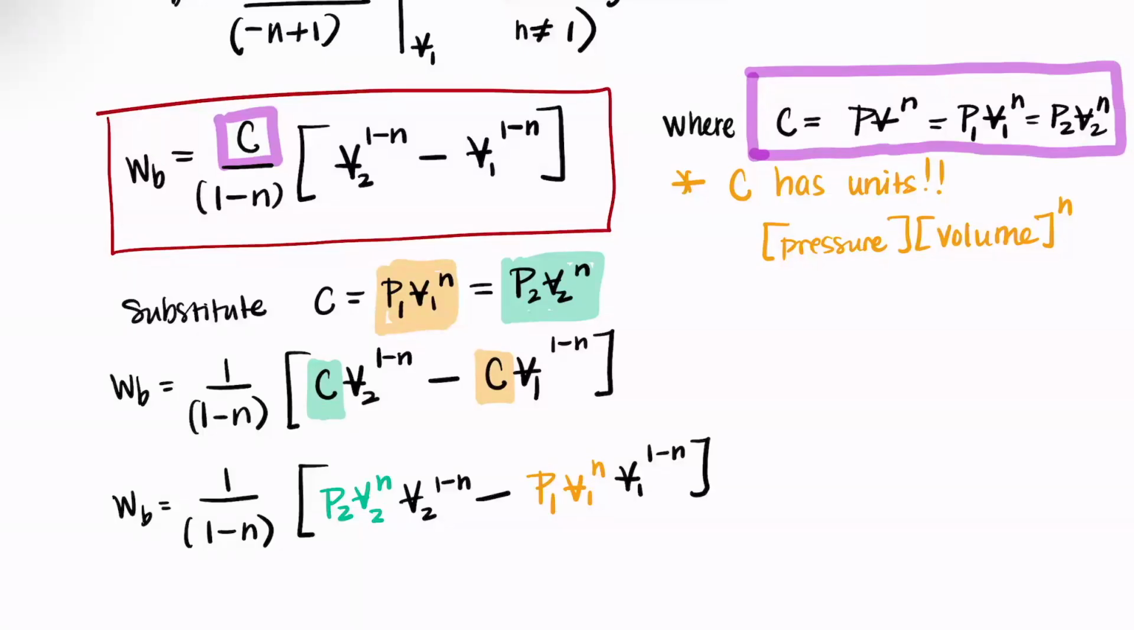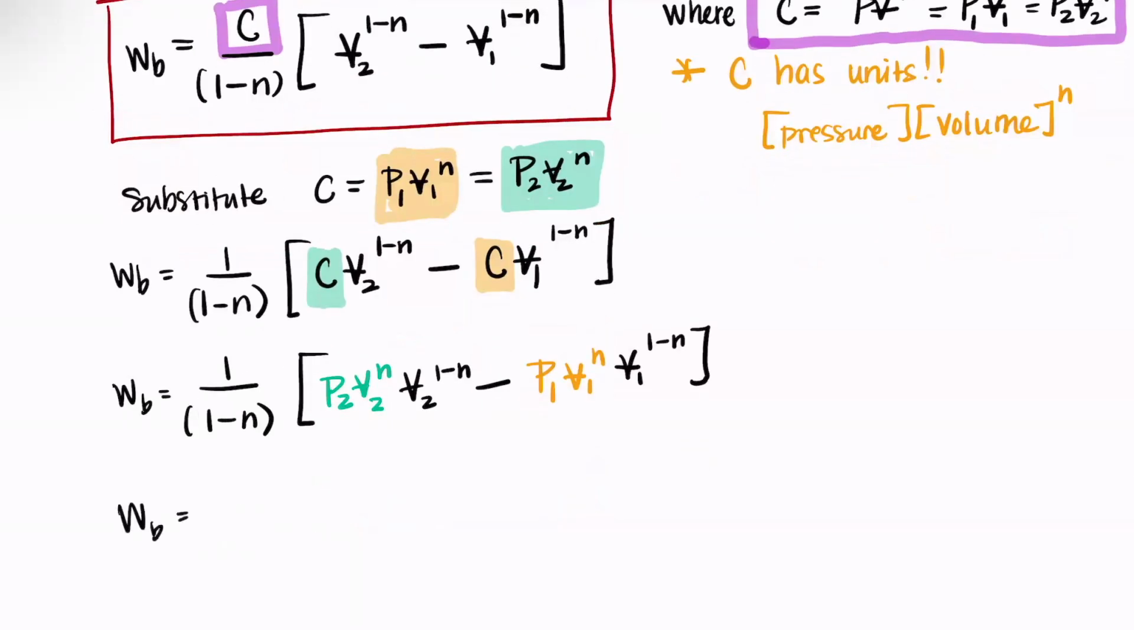Okay. Does anybody remember what we can do when we have V2 to the N times V2 to the 1 minus N? Can we combine the exponents? Yeah, we just add them, right? So I'm going to do that next. So I have 1 over 1 minus N still hanging around out front. And then I have P2. And then what is my exponent on V2? It's just 1. How beautiful and simple. And then the same thing for the second term as well.